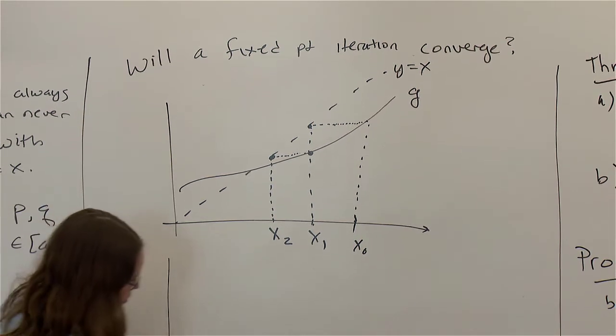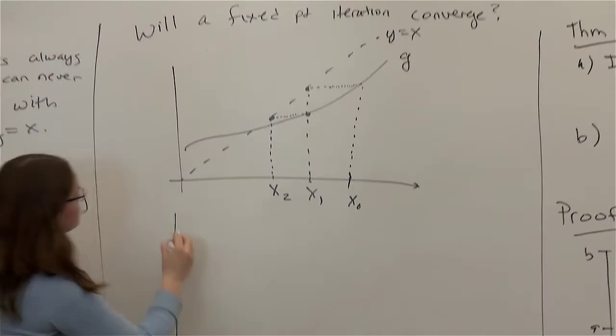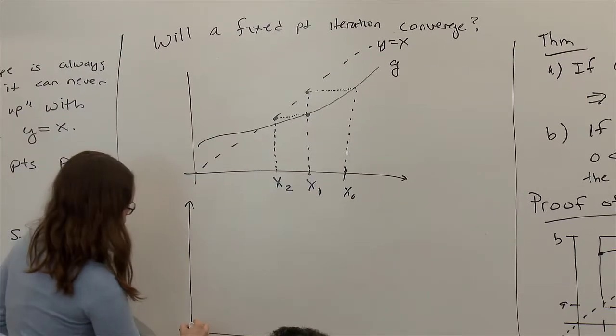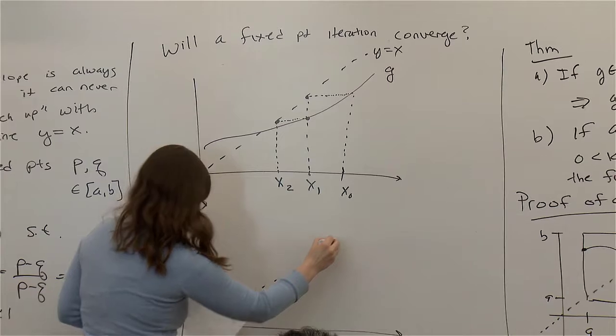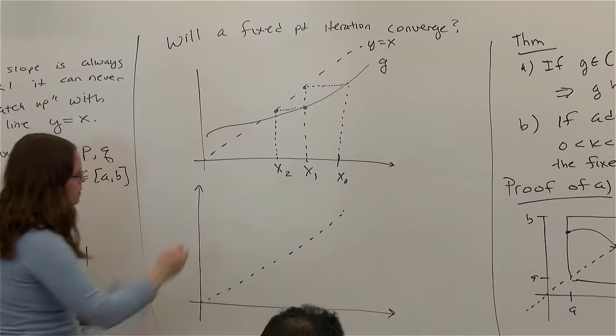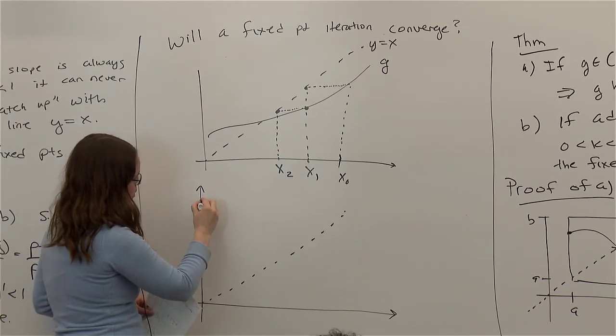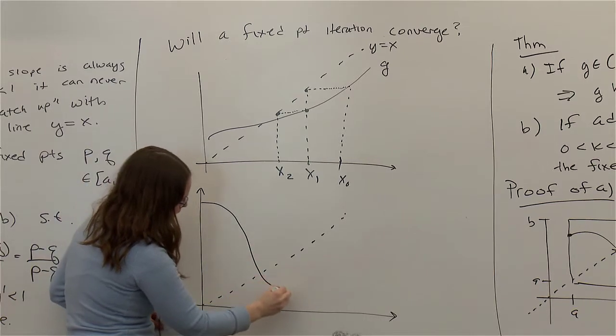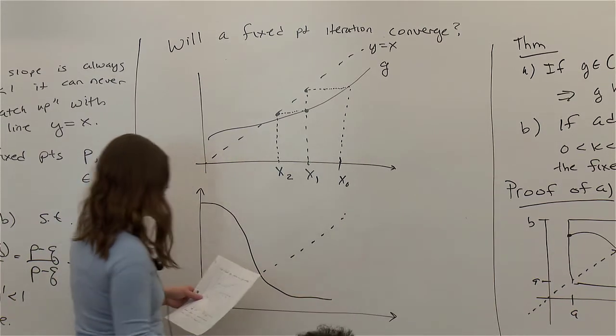Okay, I'll take another example. Okay, I need my straight line. And maybe I do something, a g that looks something like this.